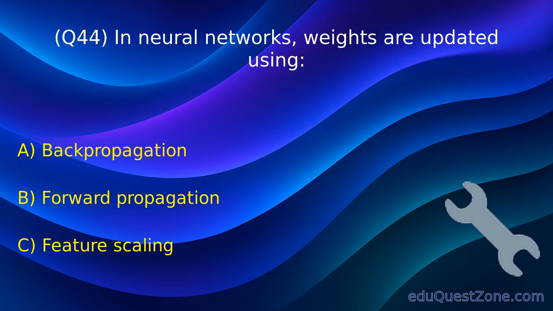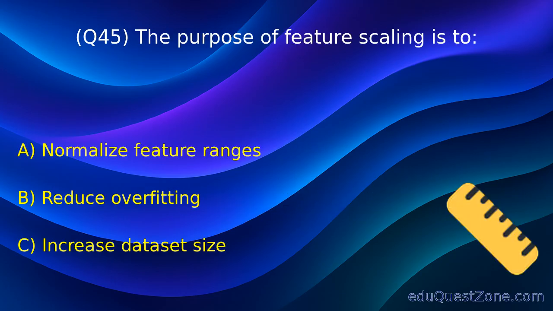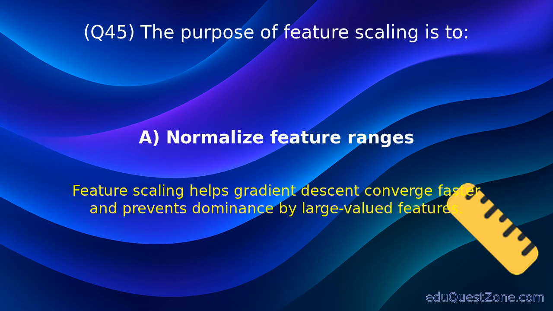Question 44. In neural networks, weights are updated using. Option A. Backpropagation. Backpropagation computes gradients to update weights. Question 45. The purpose of feature scaling is to. Option A. Normalize feature ranges. Feature scaling makes gradient descent faster and prevents large features from dominating.